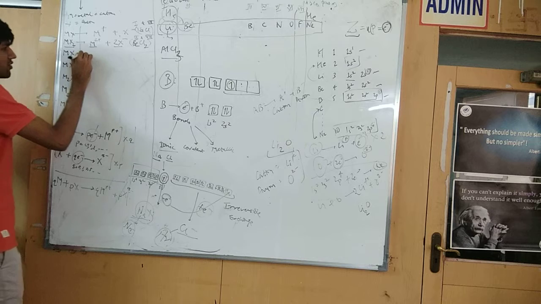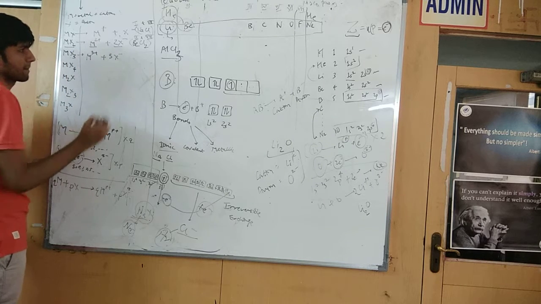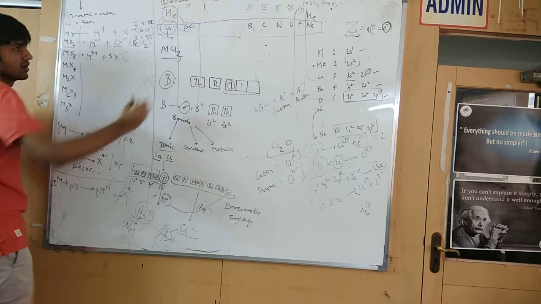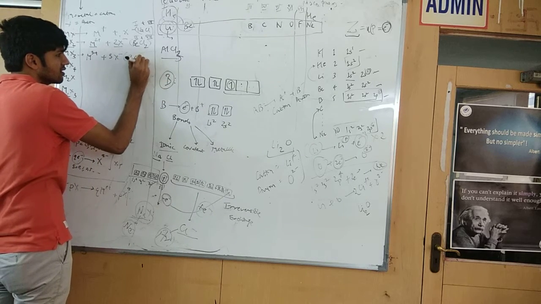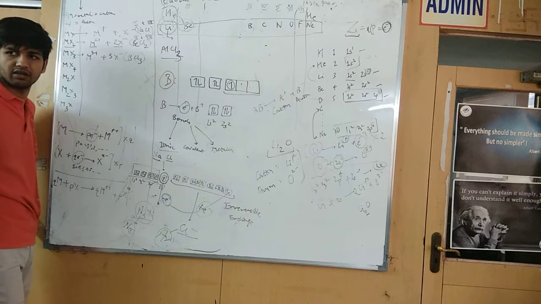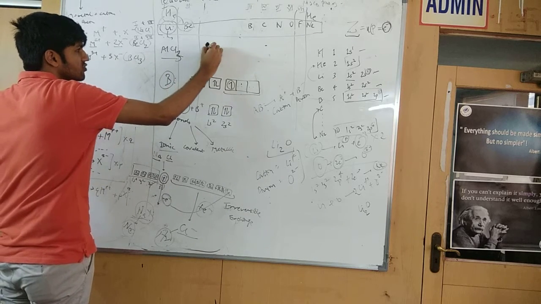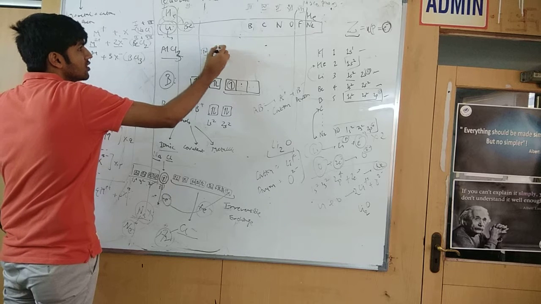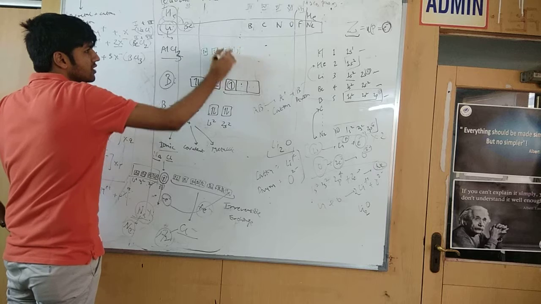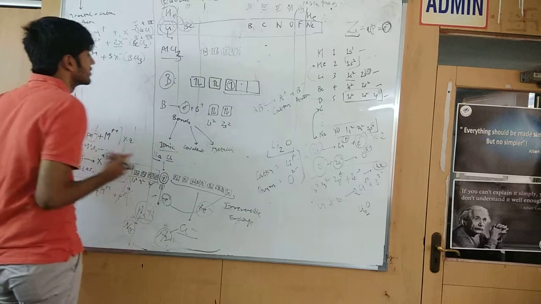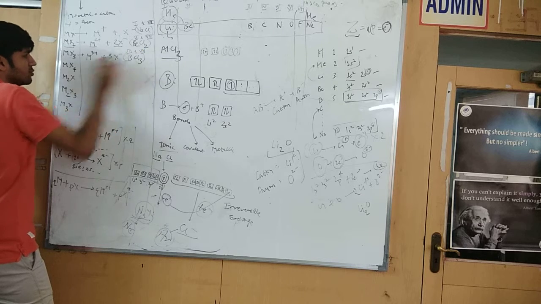Here in MX3, what will happen? M3+ and 3X-. I can take B, BCl3, right? Any problem, you can make the electronic configuration. 1s2, 2s2, 2p3. So it should lose 3 electrons. That is a third group element plus any 7th group.